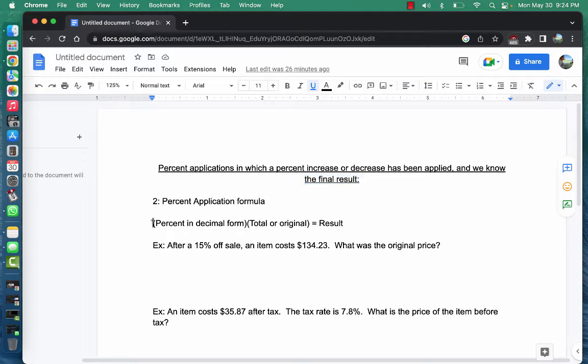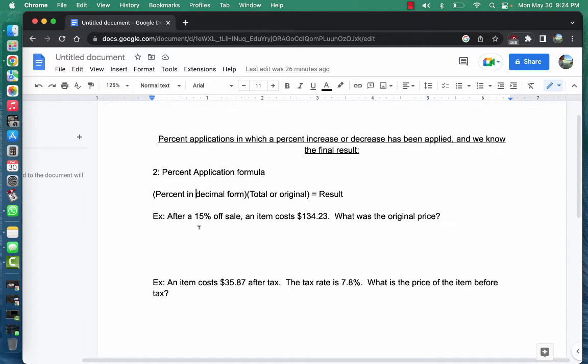So we're still going to be using the percent application formula where we're going to be given the percent, as you can see in both of these examples. But the difference about this percent is that it's a percent increase or decrease, which makes these problems a little bit harder. And the other thing in common is that we know the final result, which is going to go on the right. So when we look at this problem, after a 15% off sale, an item costs $134.23. We're not just taking 15% of $134.23. We're not just doing 0.15 times $134.23.